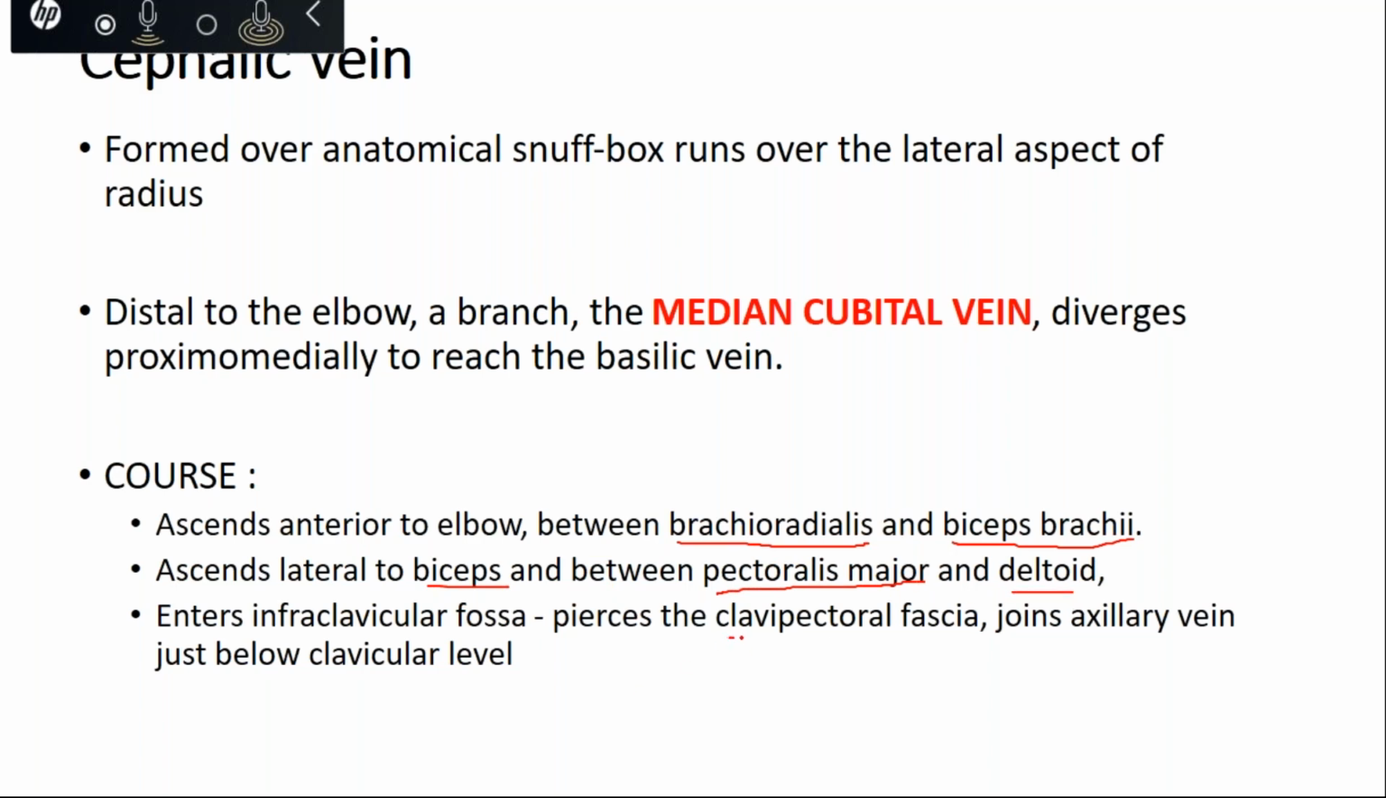This is a fascia. Clavipectoral fascia, this is a fascia. It's a deep fascia. When you are dissecting, you know that there are different layers, right? So there is skin, superficial fascia, deep fascia. So the deep fascia which is present near the shoulder joint, that's the clavipectoral fascia.